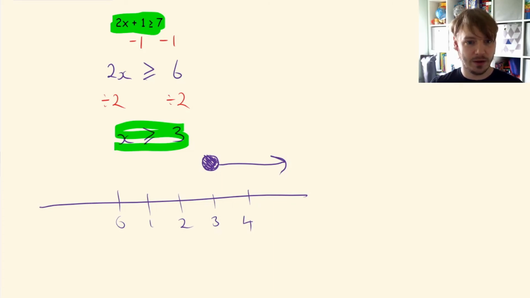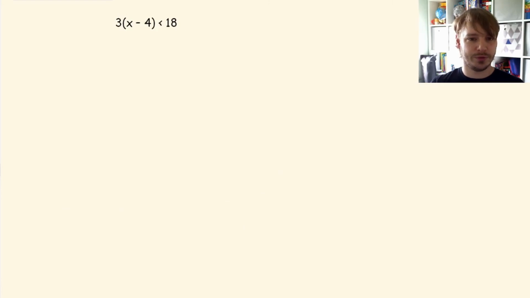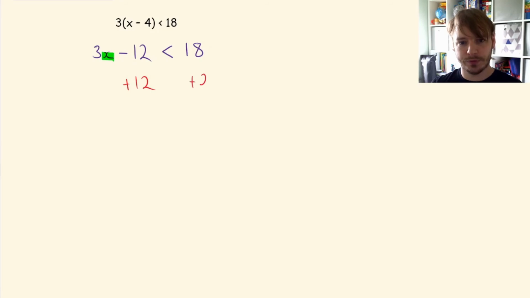So let's have a look at another example. This time I've got some brackets involved. What did we do last time we had the brackets? Well, first we expanded them. So 3 times x is 3x, and 3 times negative 4 is negative 12. And I still need that to be less than 18. I want to get the x all on its own, so let's add 12 to both sides of the equation. And I end up with 3x, still less than, I'm not changing my symbol, and then 30.